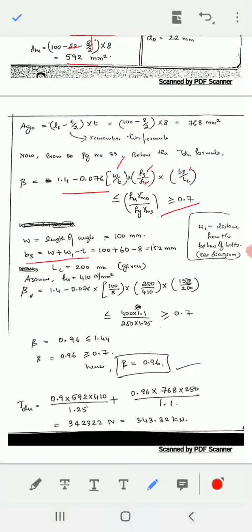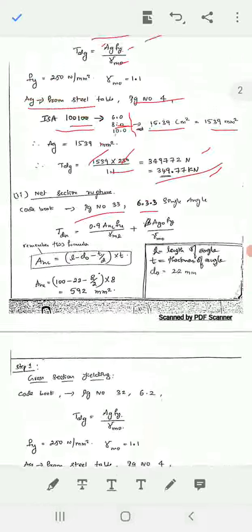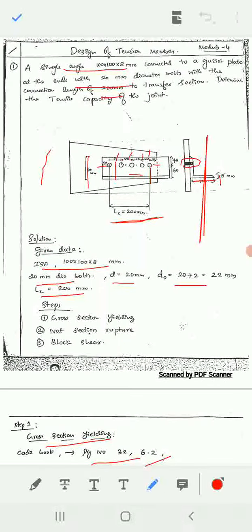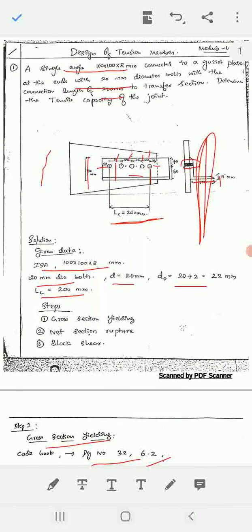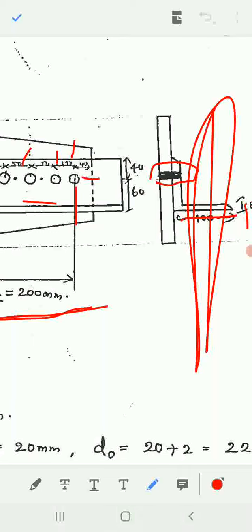Now BS is W plus W1 minus T. What is W1? That is 60. How we got W1 as 60? For that, what you have to do? You have to go with the problem now. Initial diagram they given, right? So in the diagram itself they mentioned here. See here in the diagram itself they mention up to here bolt connection, that is 60 mm.